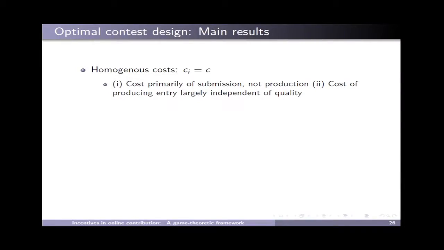So the main results look as follows. Let's imagine a situation where the cost of submission is approximately the same to everyone. This could be, for example, when the cost is primarily of submission. You have to pay an entry fee, or you have to incur some kind of time cost. In this situation, it turns out that optimal contests are actually simple, which is to say that they award equal prizes to all winners. So you would never have an optimal contest that looks like 300, 200, 100. You should be awarding an equal number of prizes if this is how agents behave and if you have homogeneous costs.